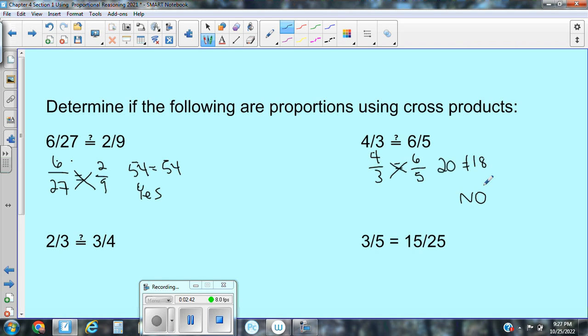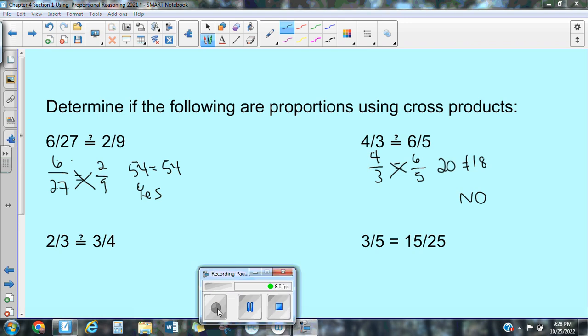Okay, so go ahead and take a few moments to do the next two problems to determine if each of those is a proportion. Just pause the presentation and take a few moments, and then when you're ready, you can press play and check your work.